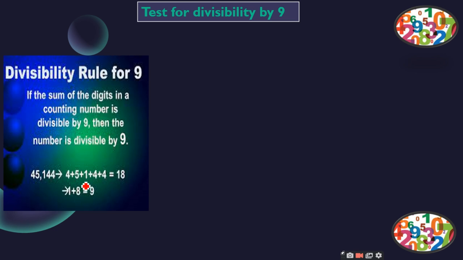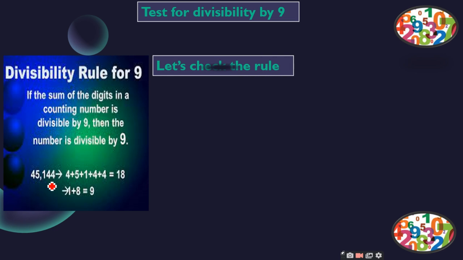And now we can repeat the step if you are confused. So we can repeat the step. So 1 plus 8 is equal to 9. So the whole number is also divisible by 9. Let's check the divisibility rule by an example.